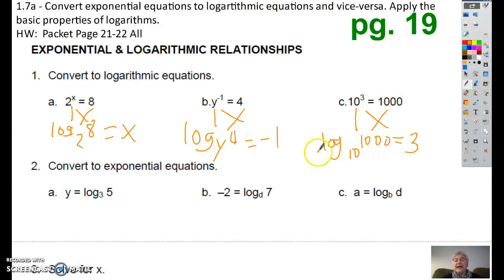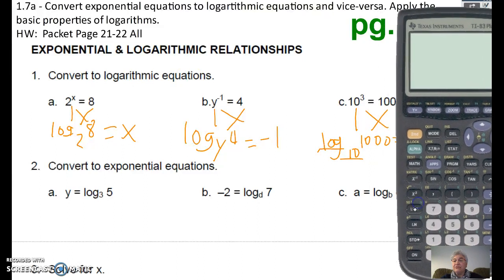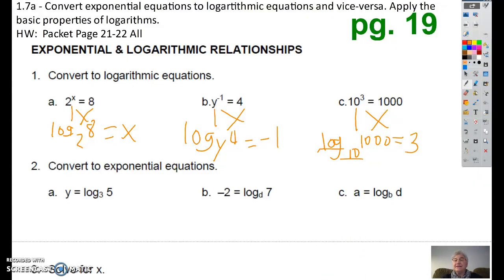Now remember, when we're doing anything log base 10, if you look at our calculator, we have a log button right here. Anytime we have log base 10, that means it's our log button. So we could really just write it as log of 1,000 equals 3.